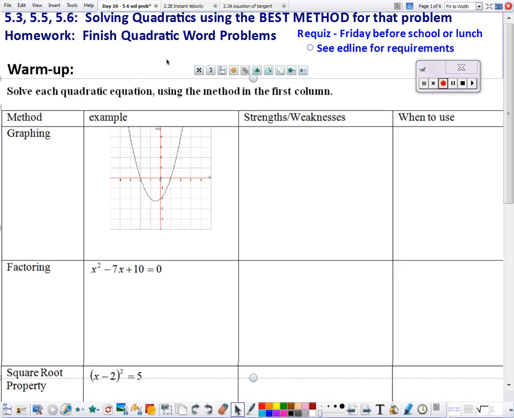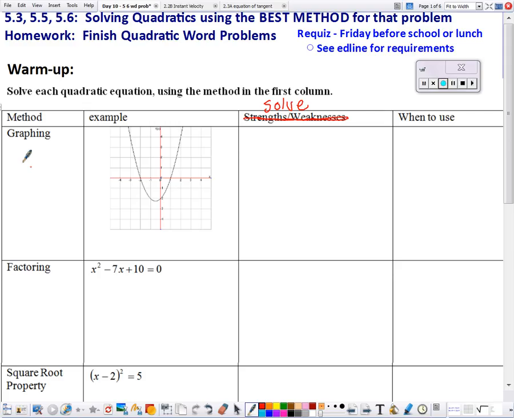Okay, so today we're going to talk about how to choose the best method for solving a quadratic equation. The first thing you have to do on the worksheet is change the column here to say solve.